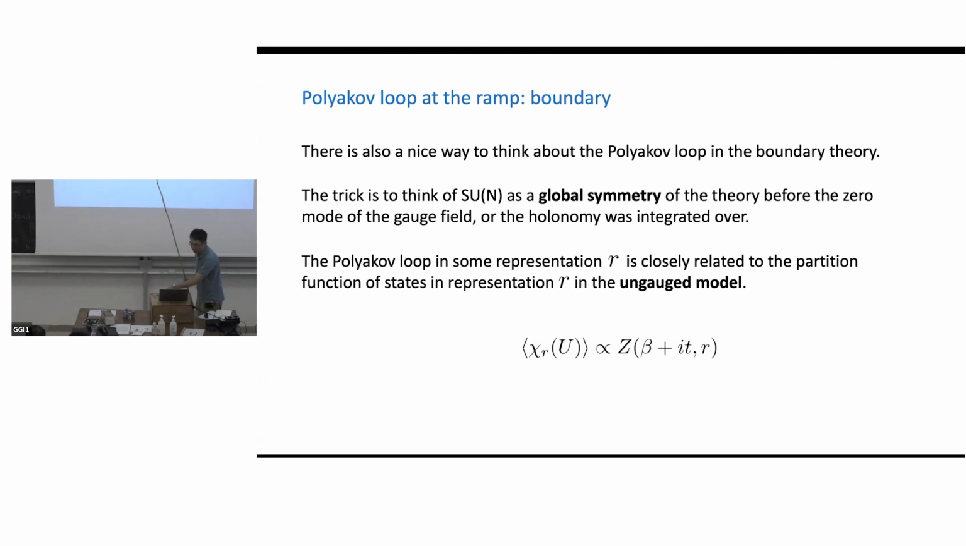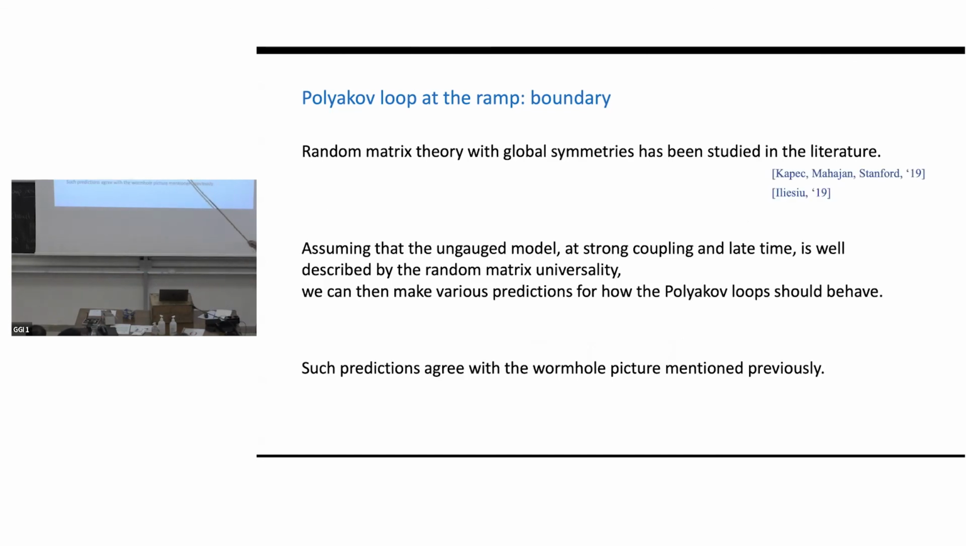The point of rewriting the Polyakov loop in this way is that random matrix theories with global symmetries have been studied in the literature. For example, in this paper by Dan Kapec, Raghu Mahajan, and Douglas Stanford, as well as in this paper by Luca. So if we just assume that the ungauged model, in other words, the N=4 super-Yang-Mills model before you integrate over the zero mode of the gauge field, at strong coupling and late time, is described by this random matrix universality, you can then use their results to make a lot of predictions on how the Polyakov loop should behave. And even though I don't have time to go into the detail here, you'll find that such predictions, at least at the level of large N scaling, agree with the wormhole pictures mentioned previously.